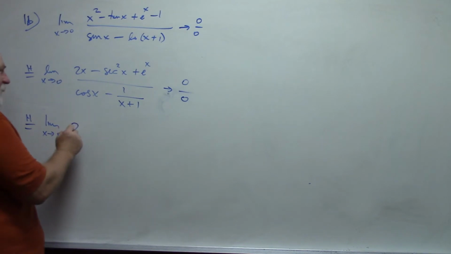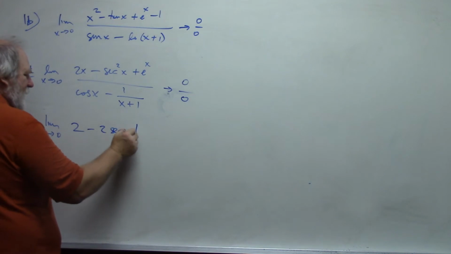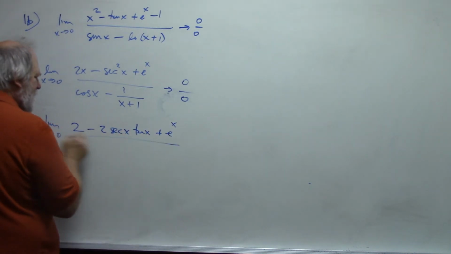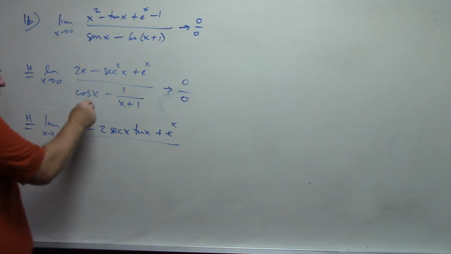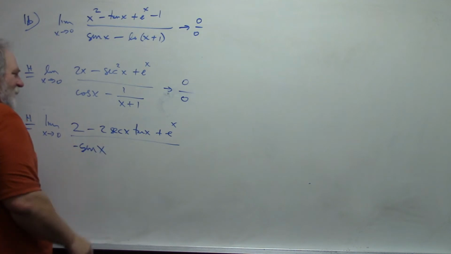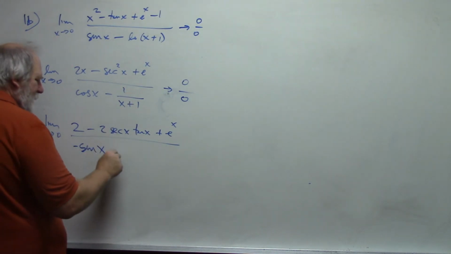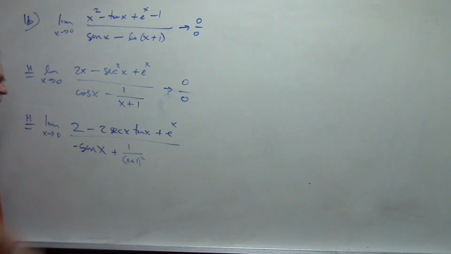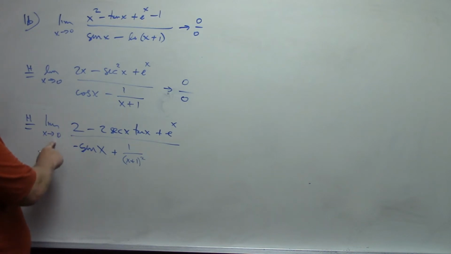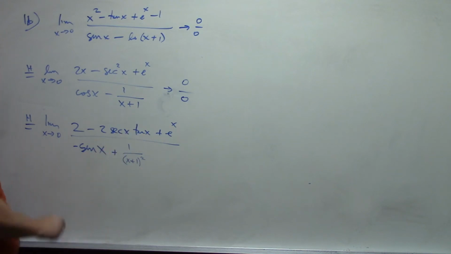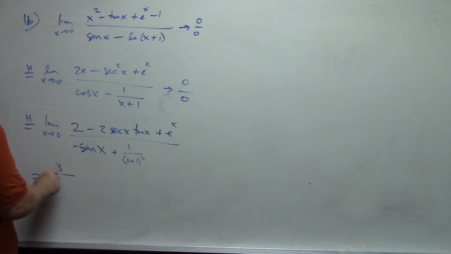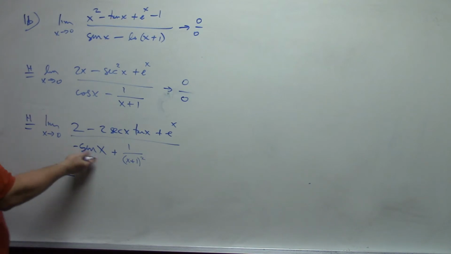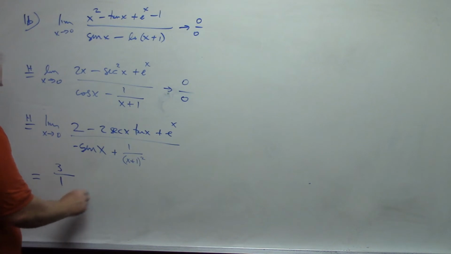The derivative here is 2 minus 2 secant of x tangent of x plus e to the x over the derivative of cosine of x, which is negative sine of x. The derivative here is plus 1 over x plus 1 quantity squared. This is x plus 1 to the negative 1. And now when I see what happens as x goes to 0, notice my numerator is not approaching 0, so this can't be indeterminate. The numerator is approaching 3. This is approaching 0. This goes to 1. The denominator, this is 0. This is approaching 1. So therefore, my end result is 3.